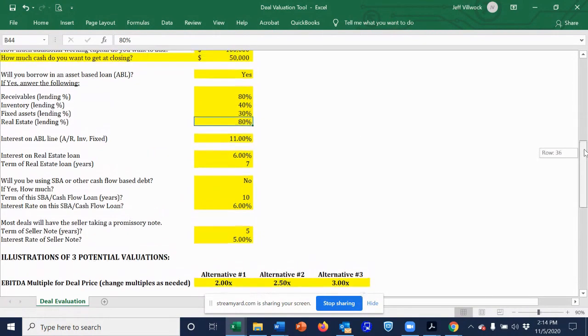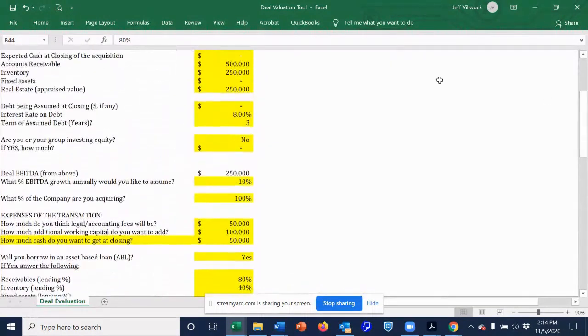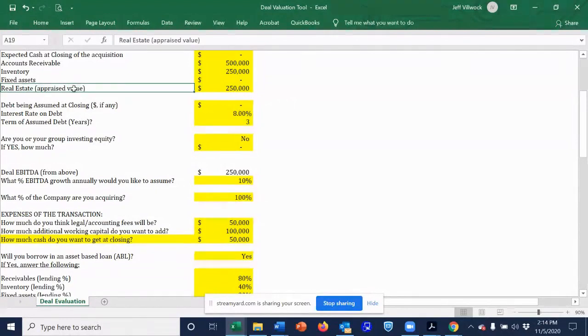One very important thing here on the real estate, going back up here: notice what it says, real estate appraised value. So you need to get it appraised. If the owner originally bought this real estate for $100,000, it doesn't matter, because he's not going to sell it to you for $100,000. You're going to buy it at appraised value, and off of that appraisal, you can generally get 80%.